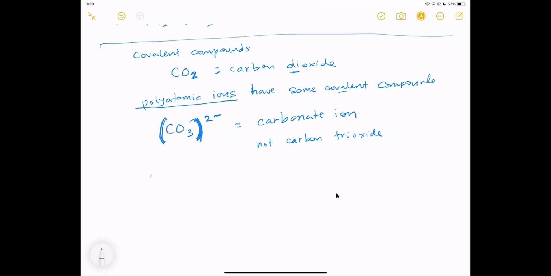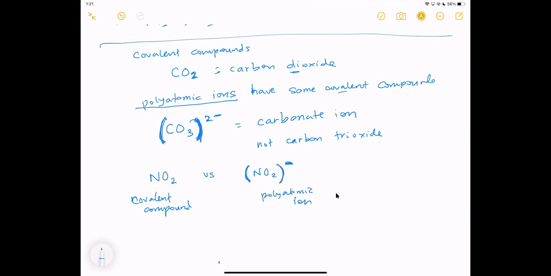And so this is an example where you have NO2, which is different from NO2 in parentheses with a minus. NO2 is a covalent compound, compared to NO2 minus, which is a polyatomic ion. How do you know it's a polyatomic ion? Because the whole thing has a negative charge. It's in parentheses with a negative charge.